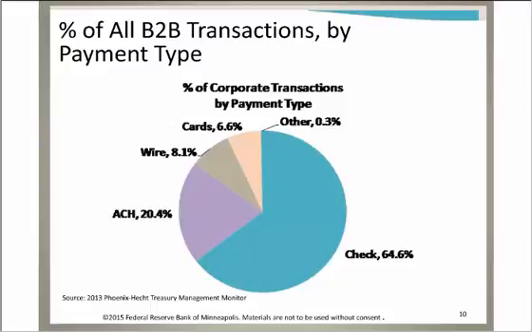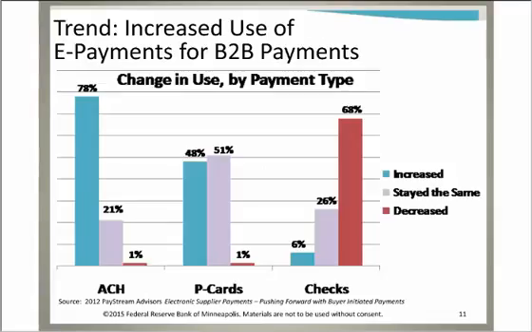But change is in the air, and as you can see on the next slide, there's a definite trend in the use of electronic payments among U.S. businesses. This graph tells us, if you look on the far right under checks, that 68% of the respondents of this survey say that they're writing fewer checks than they did the year before. And if you look on the left under ACH, nearly 8 in 10 said that their usage of ACH has increased over the past year.